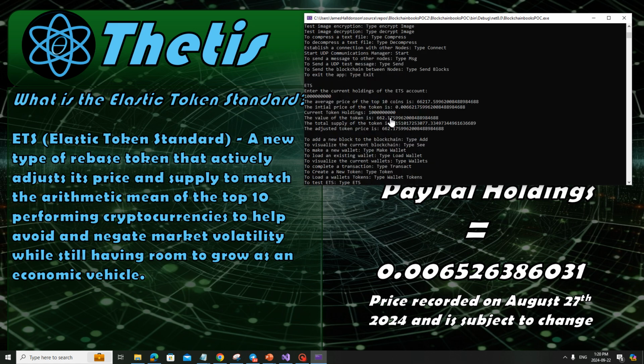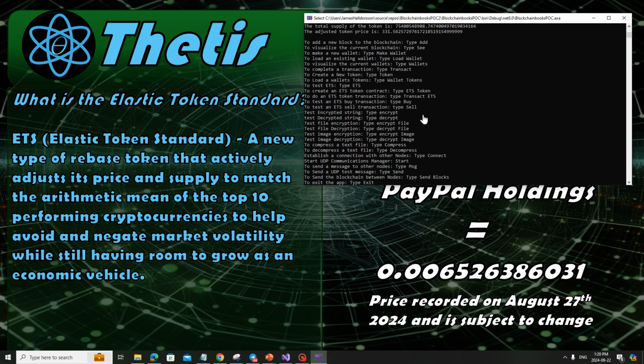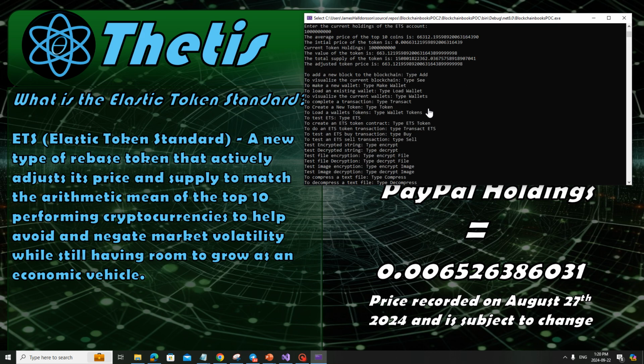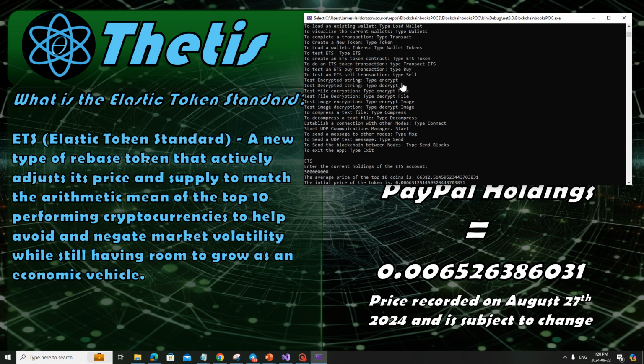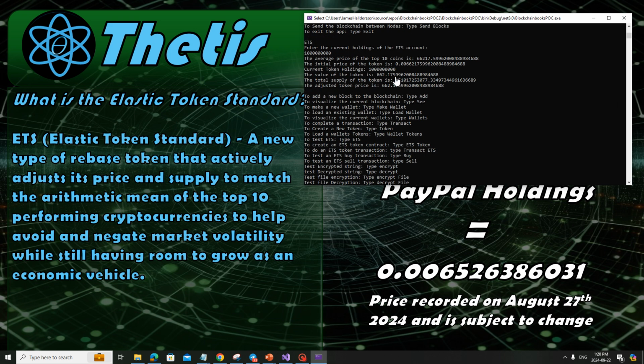Okay, so here's our new token price, 662.17, and that was a few minutes after the first one that we did, which was up here, 663. So again, there's been a slight little change here, about $1. But what this is saying though is that it negated a huge amount of market volatility.